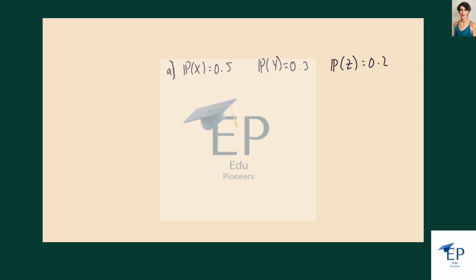Well, that's just the probability that X receives all 5 orders, plus the probability that Y receives all 5 orders, plus the probability that Z receives all 5 orders. Because those are the 3 options.